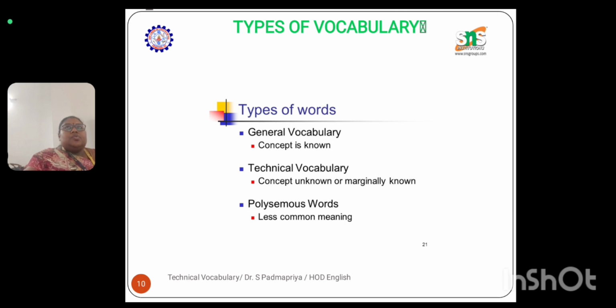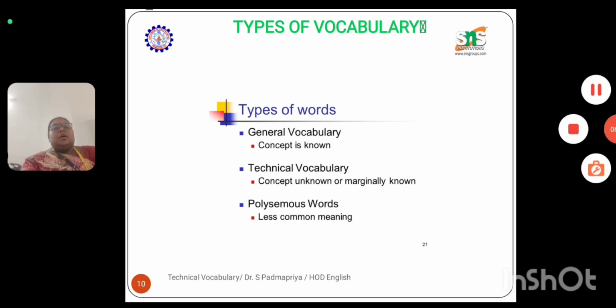So here this vocabulary plays a vital role in the development of language and communication for each and every individual. We'll see further details in the next video.